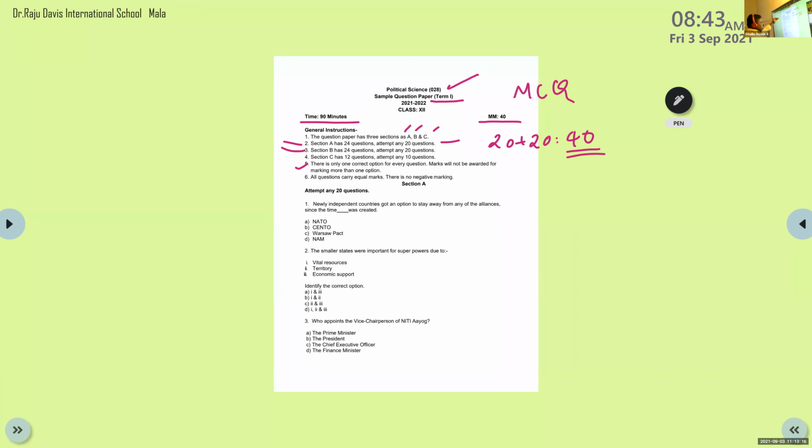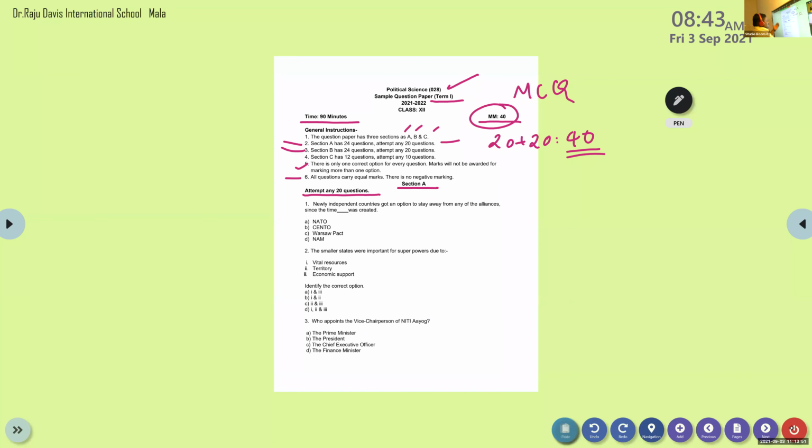The next statement, 6th point: all questions carry equal marks. There is no negative marking. By making mistakes also, there is no negative mark for that. All questions carry equal marks only. So 50 answers will be there, and the maximum mark is 40. Clear? So you can see section A, attempt any 20 questions out of 24. Going to the next page, you can see the questions here.